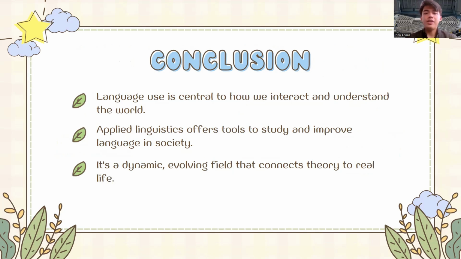And finally, we have the conclusion about applied linguistics and language use. Language use is at the center of how we interact with the world. Applied linguistics gives us the tools to study and improve interaction in our society. It is a constantly evolving field that brings language theory into practical, real-world use in our real life.